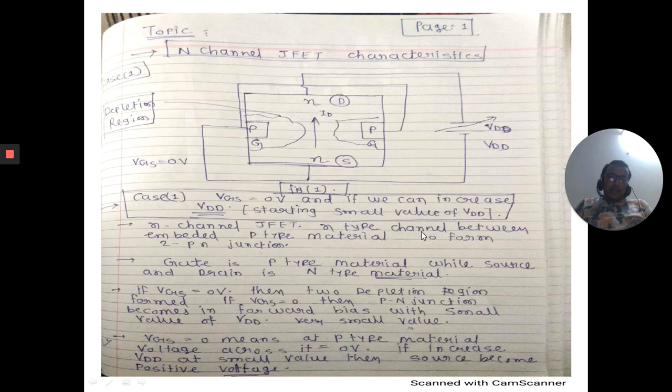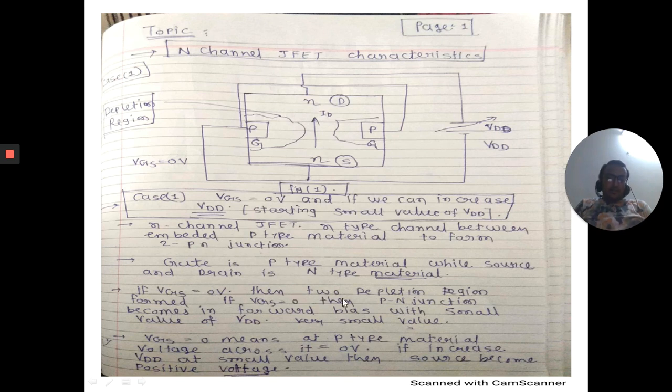For the N-channel JFET, an N-type channel is embedded in P-type material to form the two PN junctions. Gate is P-type material, while source and drain are N-type material. If VGS equal to 0 volt, then two depletion regions are formed. See this, VGS equal to 0 volt, see my position of cursor. Then this is the first PN junction, this is the other PN junction. Two PN junctions are developed. Read my words very carefully: if VGS equal to 0 volt, then two depletion regions are formed.